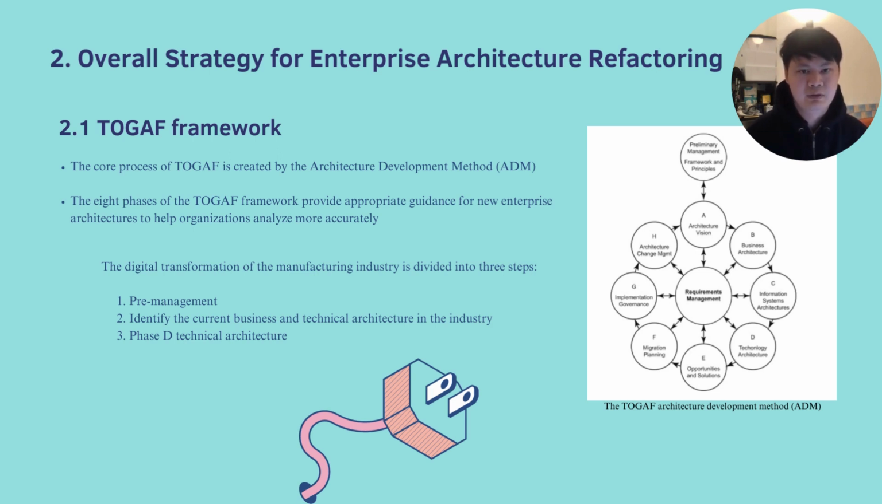The digital transformation of the manufacturing industry applied in the paper is divided into three steps. The first step is preliminary management, which refers to the current situation of the manufacturing industry and its related enterprise architecture implementation plan. The next step is to identify the current business and technological architecture of a certain manufacturing company in the industry. And finally, the technology architecture of phase D will focus on the Internet of Things and cloud computing to help manufacturing companies achieve digital transformation.